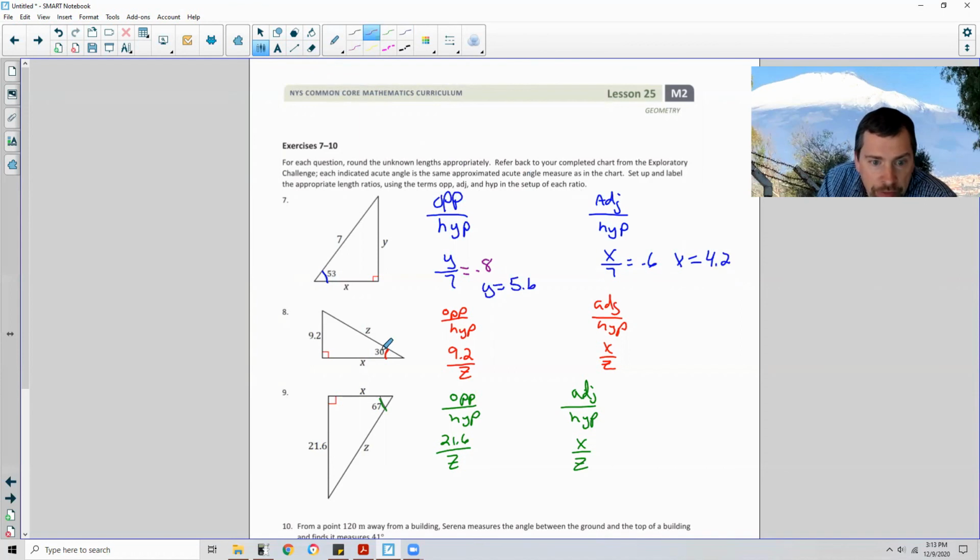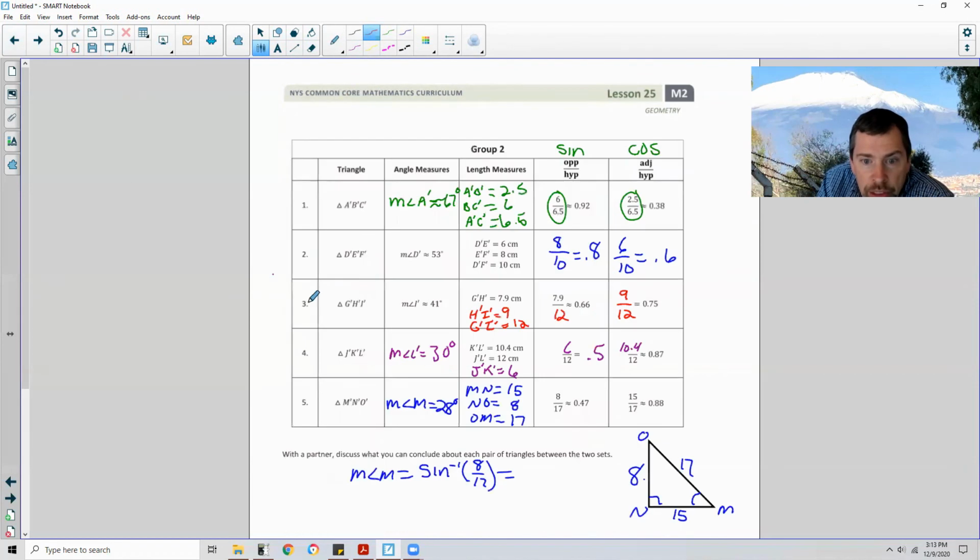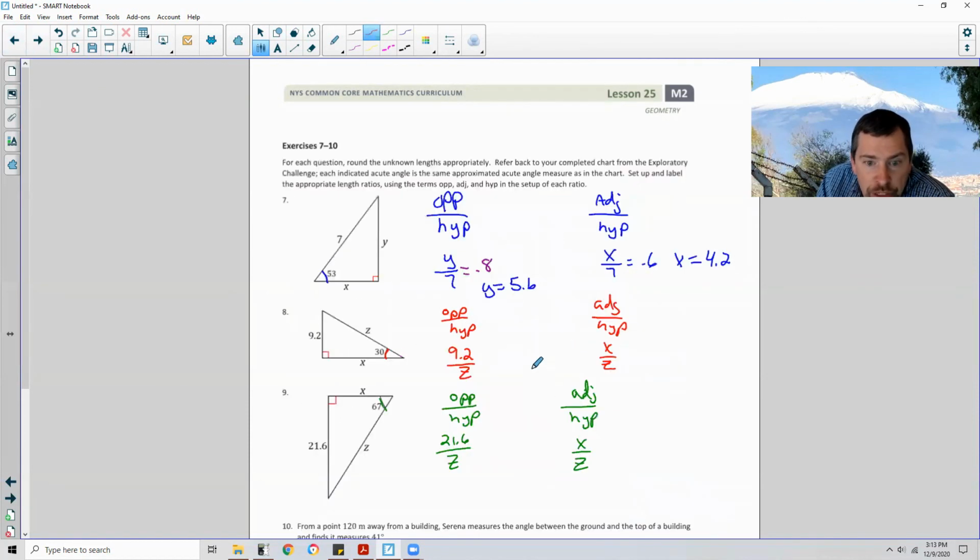Okay. And then if I go to the 30-degree triangle, and I go up to here, my opposite over hypotenuse is 6 over 12. Well, that reduces to 1/2 or 0.5. So if I set that equal to 1/2 and cross multiply, then I get z equals 9.2 times 2, which is 18.4. So then over here, that is going to give me x over 18.4.